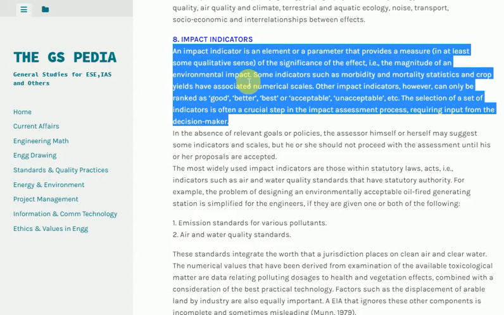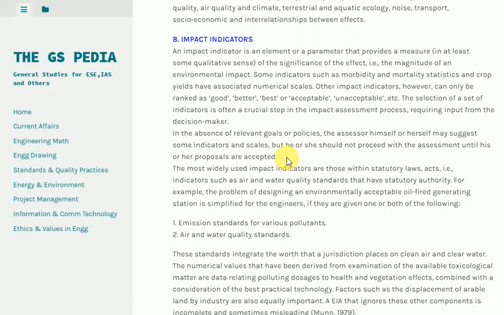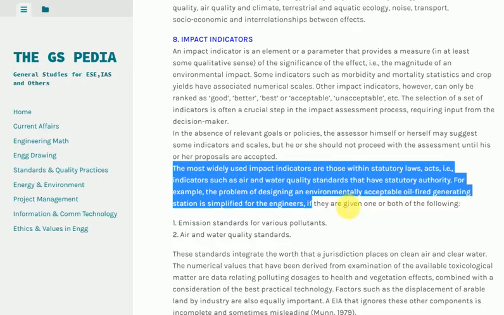The selection of a set of indicators is often a crucial step in the impact assessment process, requiring input from the decision maker. In the absence of relevant goals or policies, the assessor himself or herself may suggest some indicators and scales, but he or she should not proceed with the assessment until his or her proposals are accepted. The most widely used impact indicators are those within statutory laws, acts, that is, indicators such as air and water quality standards that have statutory authority.